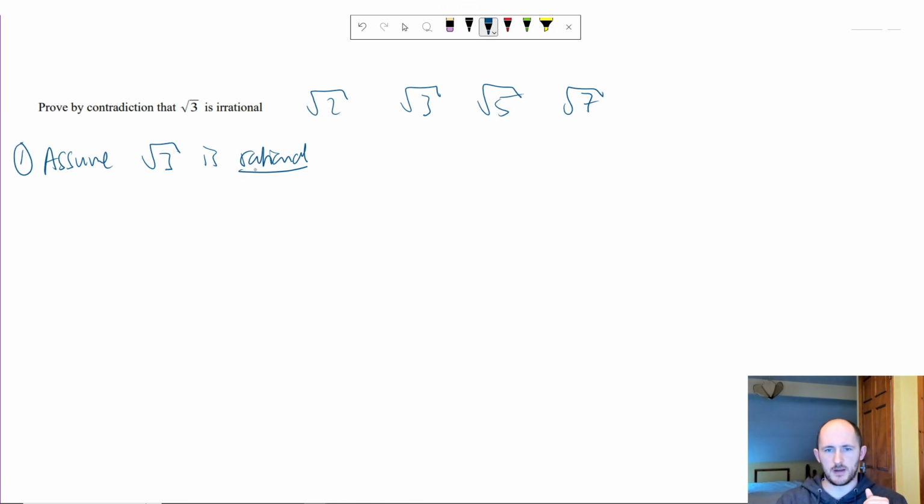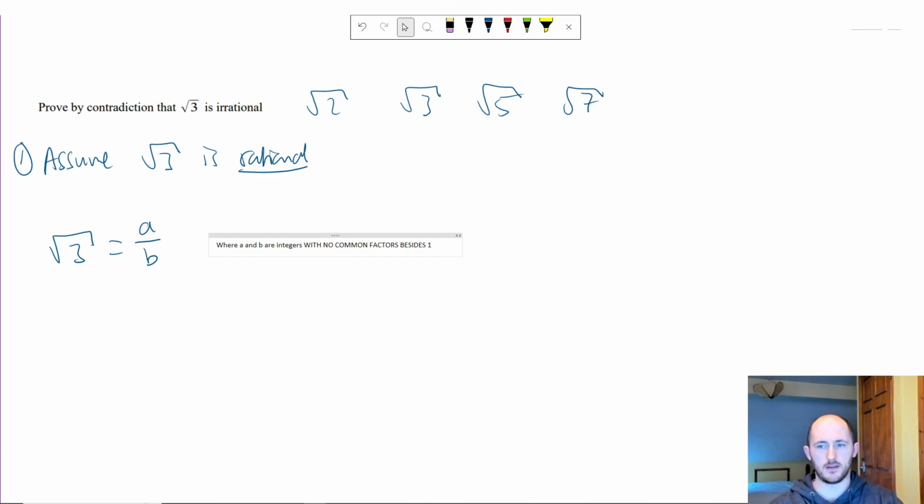Well, a rational number can be expressed like so: A over B. And here's the key thing, where A and B are integers, so they are whole numbers, with no common factors besides 1. So what does this mean? It means that A over B cannot be simplified further.